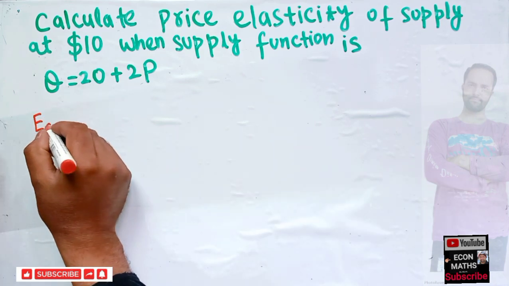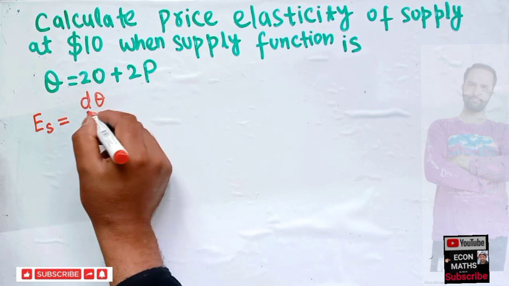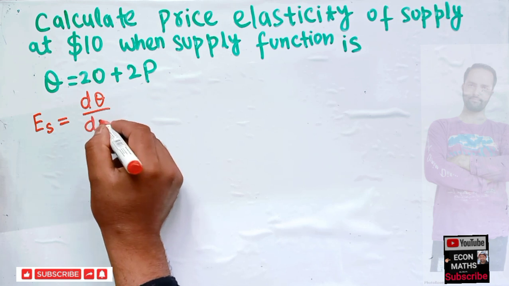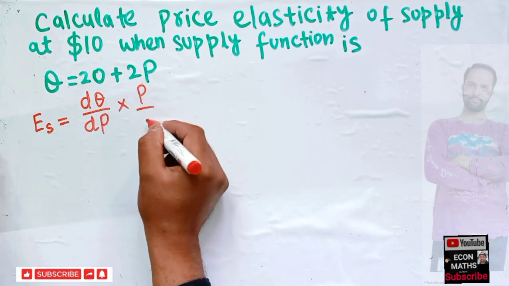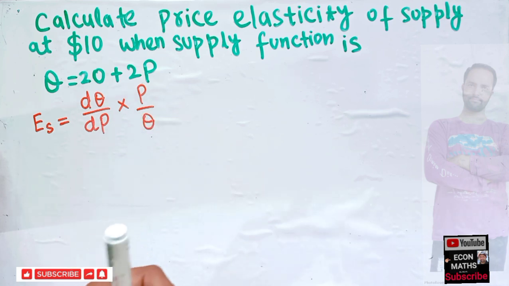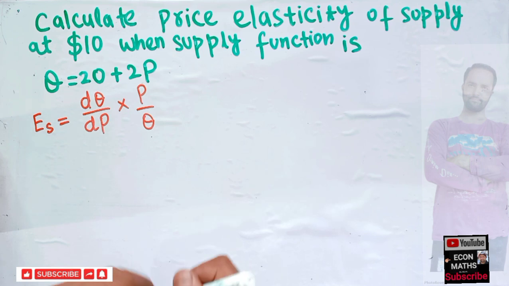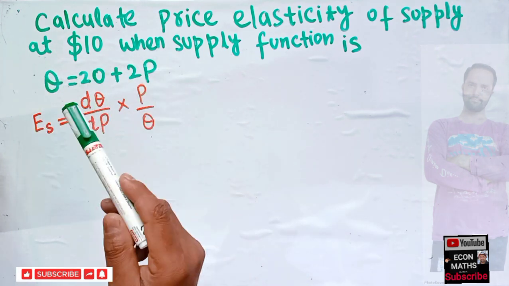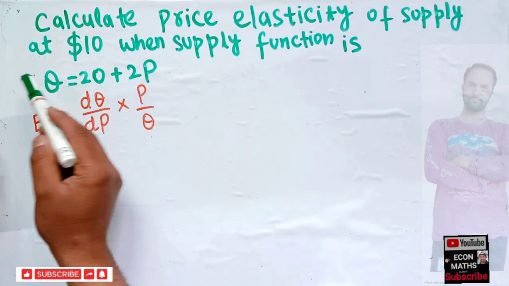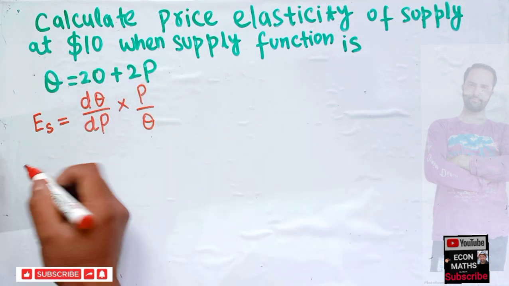Elasticity of supply is given by dQ/dP into P/Q. This is the formula for elasticity of supply. Now this dQ/dP is nothing but the derivative of this supply function with respect to price. That means first we need to take the derivative of this function with respect to price. Let me write it here.